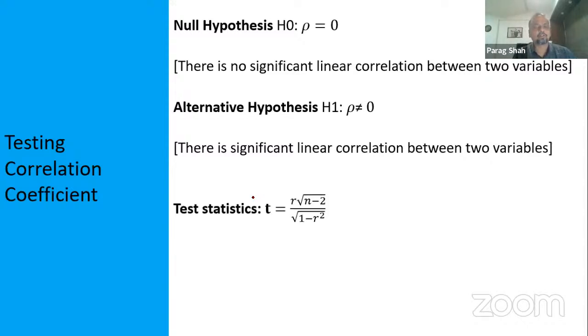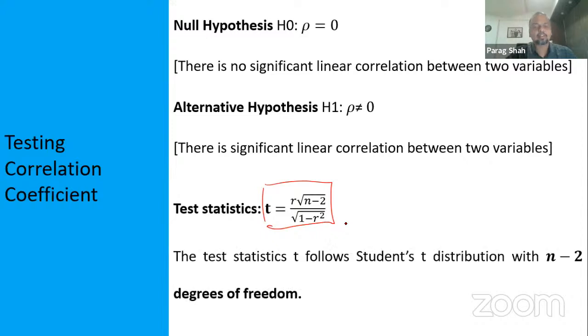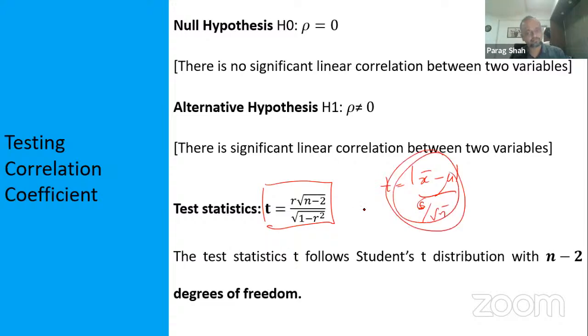This is the formula for test statistic t: r into root of n minus 2 upon root of 1 minus r square. Compare with the degrees of freedom and find out the table value. For a single mean, if you recollect the formula, it was x bar minus mu divided by the standard error, which was sigma by root n. This was for a single mean.